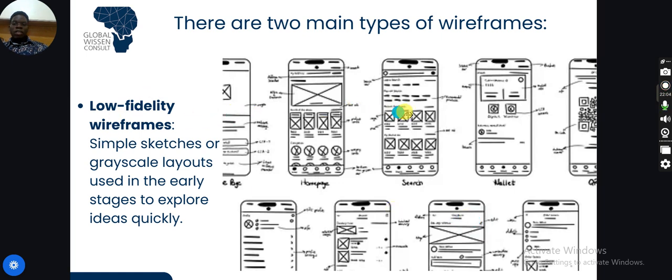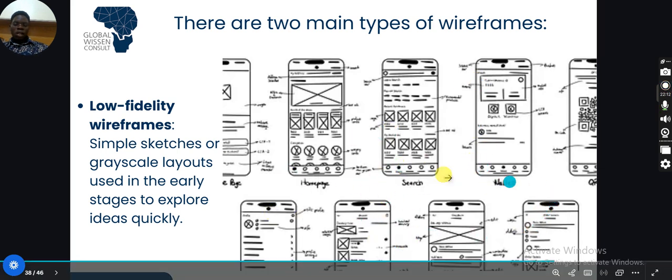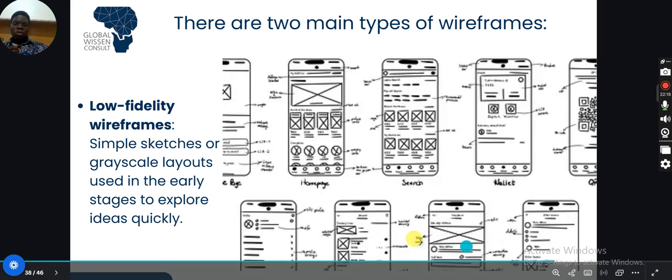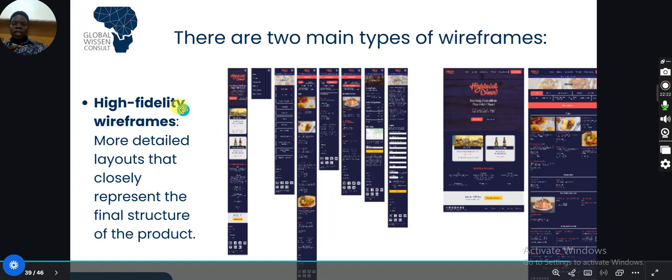Yes, this is low fidelity. This is what it looks like. There's no color. It's just showing the layout, more like a rough sketch. Simple sketches or grayscale layouts are used in early stages to explore ideas quickly. Now, you use this to understand the ideas quickly. You understand? Now, this is high fidelity.